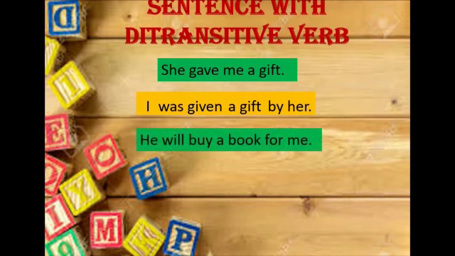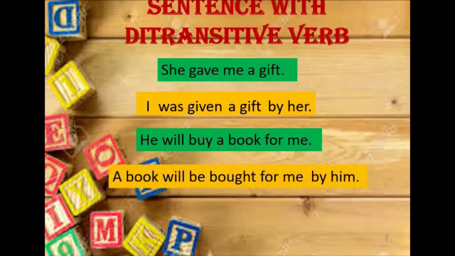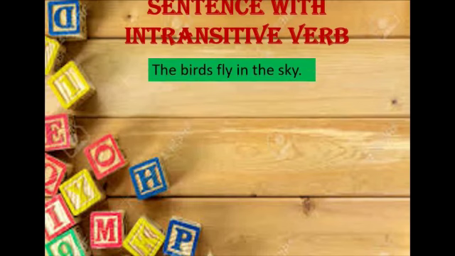Let's see another example. He will buy a book for me. So here, a book will be bought for me by him. A book is just after the verb, so we have taken this as the subject now. We have written this object in the place of the subject. So you have to be very careful about this: the object which is near the verb is going to take the place of the subject in passive voice.